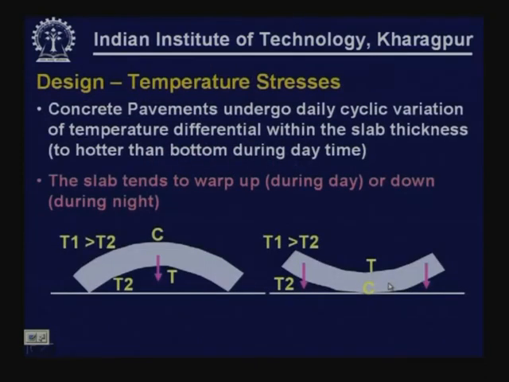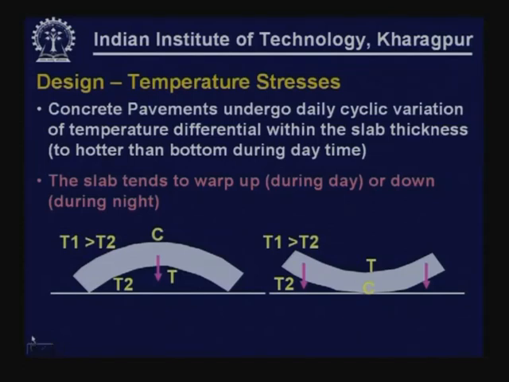IRC 58 also considers temperature stresses because of variation in temperature within the slab thickness. So, concrete pavements undergo daily cyclic variation of temperature differential within the slab. The top is usually hotter compared to bottom during the daytime. So, the slab tends to warp up during day or warp down during night time.